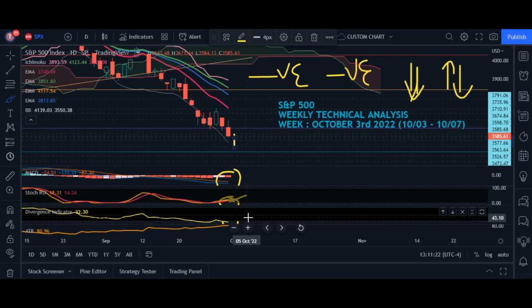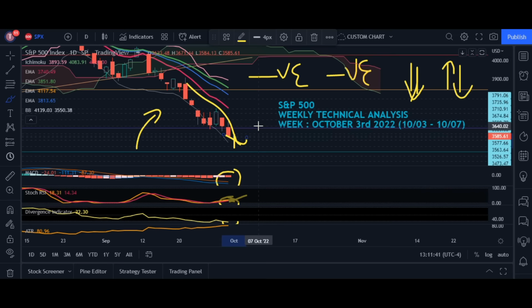Then comes the volatility. Okay, fine. The volatility is increasing. This means that now the S&P 500, the entire stock market, and the Dow Jones and the Nasdaq, the volatility is increasing. Everything is volatile, especially the S&P 500.